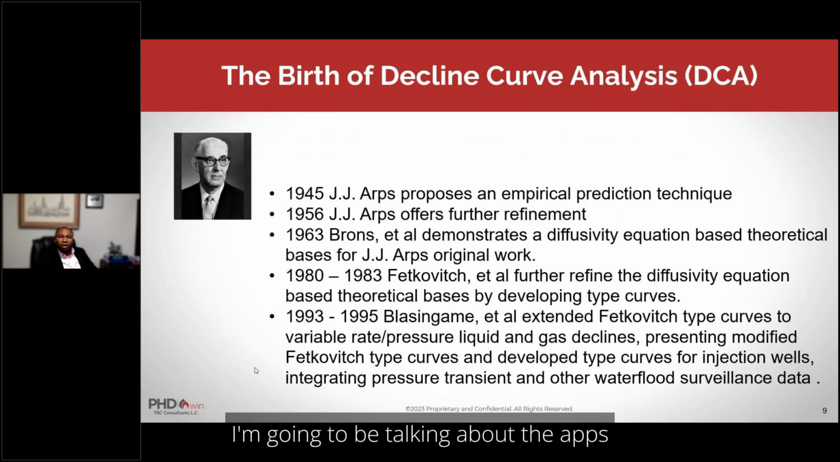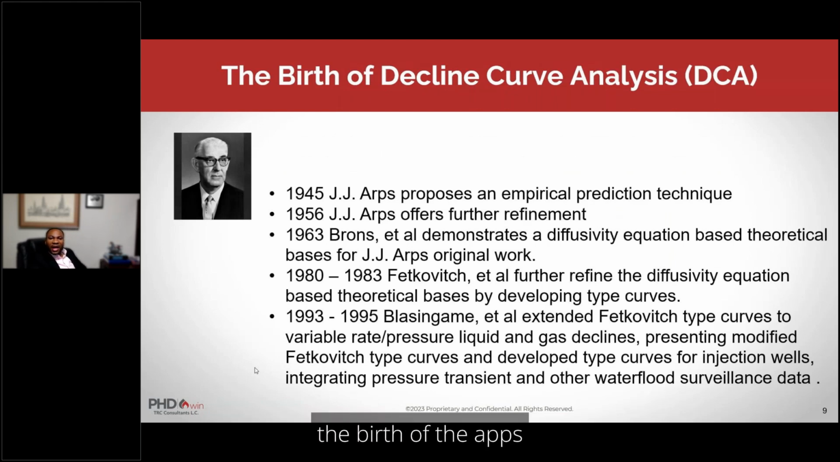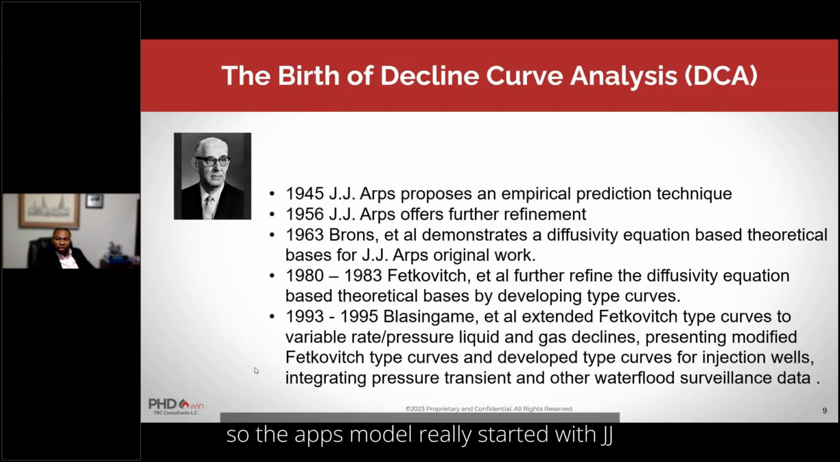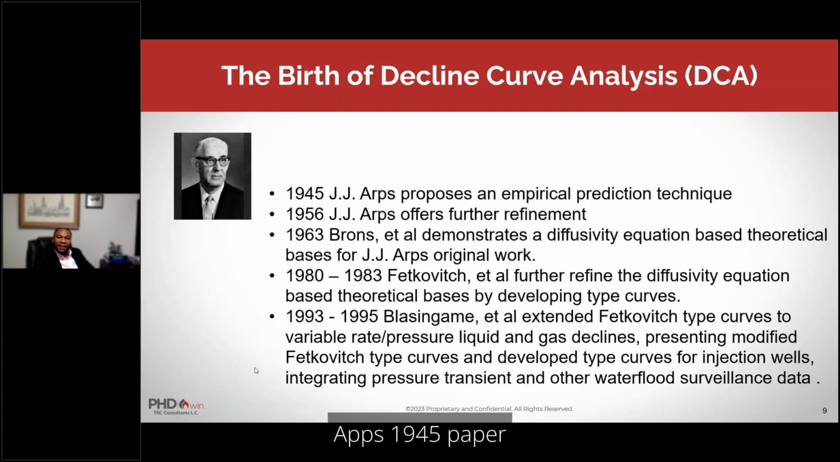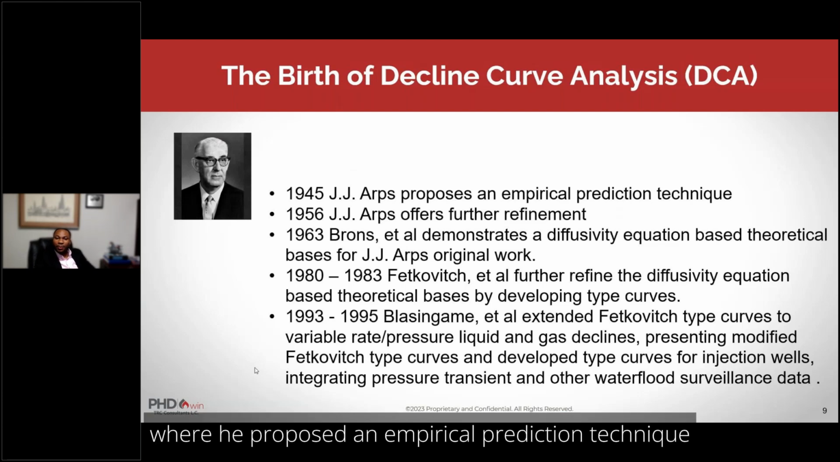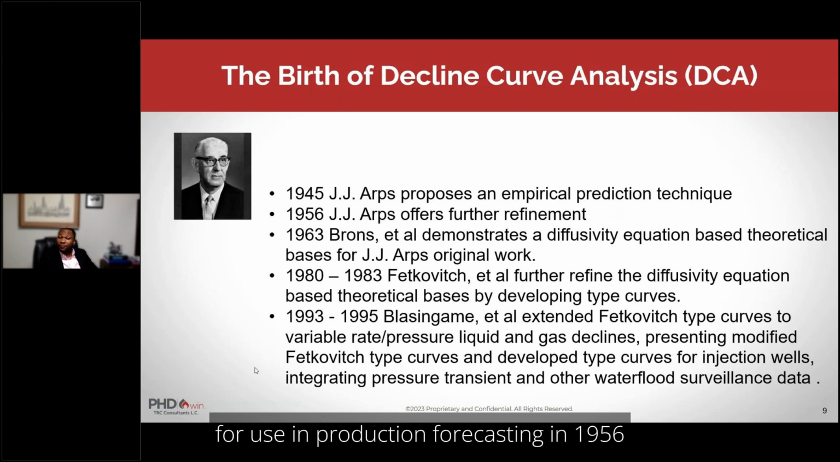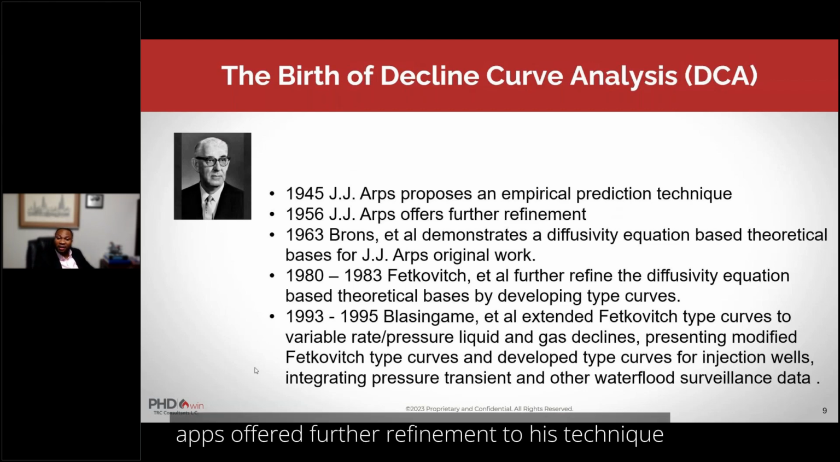So in this section, I'm going to be talking about the birth of the Arps decline curve analysis, and do some historical review. The Arps model really started with J.J. Arps' 1945 paper, where he proposed an empirical prediction technique for use in production forecasting. In 1956, Arps offered a further refinement to his technique.